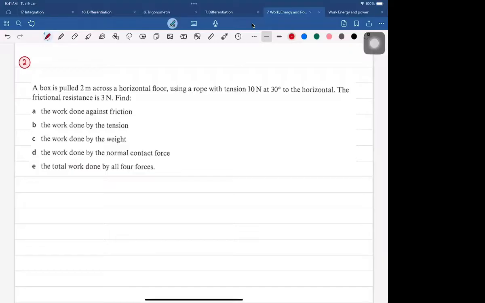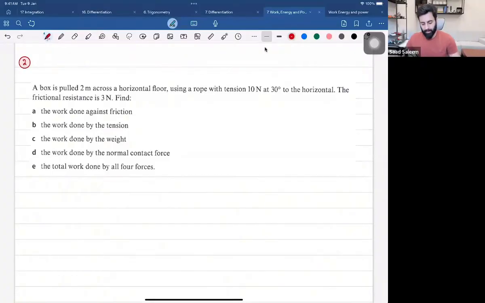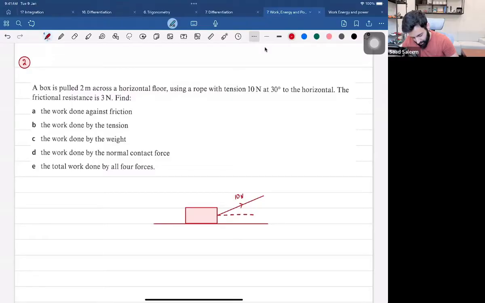I'll quickly solve this question and then we will start a new concept, which is the work energy principle. So here's how this works. Pay close attention. Work done against friction. A good idea is always to visualize the situation. You have a box which is pulled 2 meters across a horizontal floor using a rope with tension 10 newtons at 30 degrees to the horizontal. So this is how it's being pulled. This is the tension acting away, and the angle that it's making with the horizontal is 30 degrees.